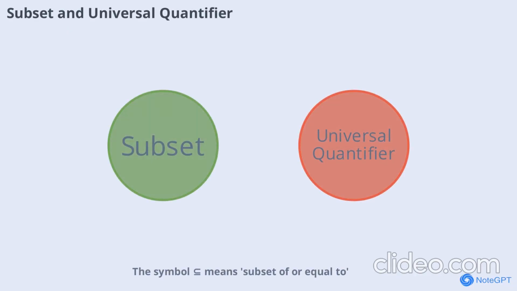The symbol ⊆ means subset of or equal to, indicating that all elements of one set are contained in another. The symbol ∀ is the universal quantifier, meaning for all or applies to every element. These are essential for expressing relationships like all things are manifestations of equilibrium, or for every point in existence, balance is maintained.